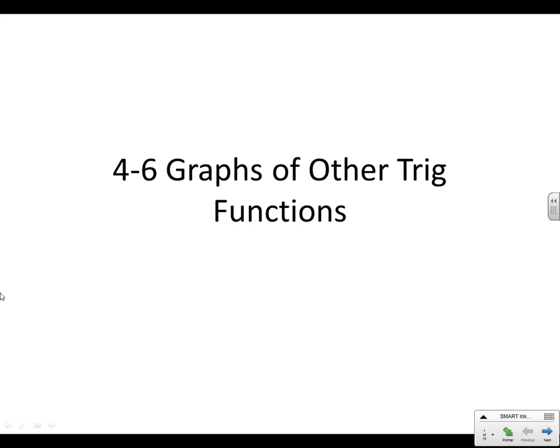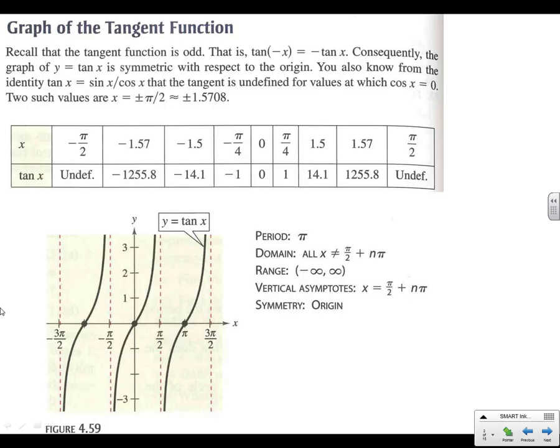All right, let's get into 4.6, graphs of other trig functions. So in 4.5, we graphed sine and cosine. And so in 4.6, we're going to graph the rest of them, cosecant and secant, as well as cotangent and tangent. And so tangent is what we're going to start with. So here is the graph of tangent with some points on it.